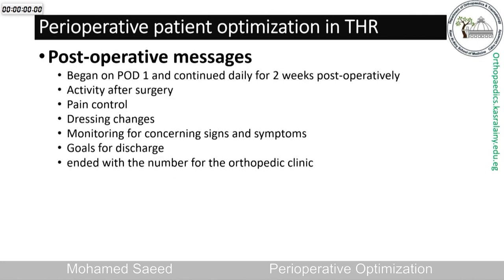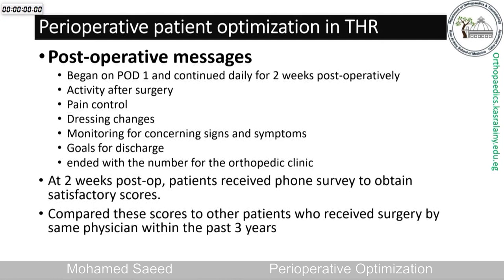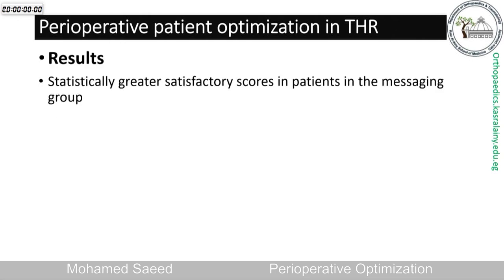Post-operative management messages began on post-operative day one and continued for 2 weeks post-operatively. They covered activity after surgery, pain control, dressing changes, monitoring for concerning and alarming signs and symptoms, and goals of discharge, and ended with the mobile number for the orthopedic clinic. At 2 weeks, they reviewed with the patient to check their satisfaction scores. And what did they find? Significantly greater satisfaction scores in the patients in the messaging group.